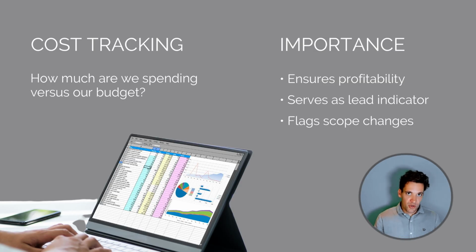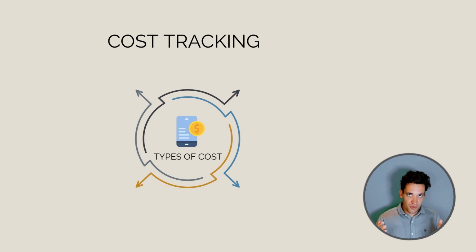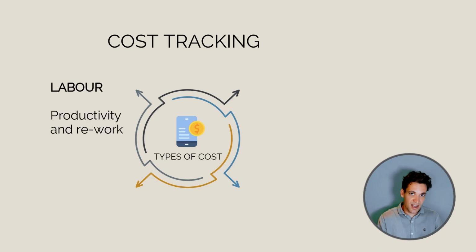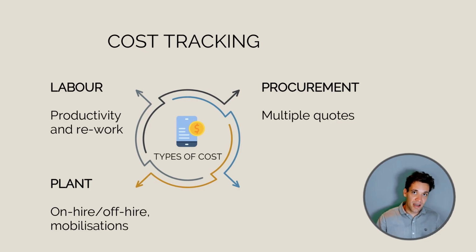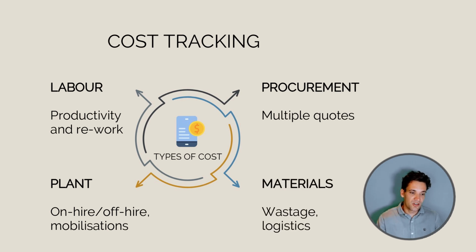The specifics of how we track costs depends heavily on the type of costs we're tracking. Again, it all comes down to this fundamental question of trying to work out, are we spending more or less than our budget? For example, if we're tracking labor costs, we'd be tracking the productivity of a task, but also how much rework needs to be done. If we're tracking procurement, we're verifying that we're getting multiple quotes, and the quotes we're obtaining are less than our budget. If we're managing plant, we're making sure that our on-hire and planned off-hire dates are less than the budgeted duration. We're minimizing the number of mobilizations. If we're tracking materials costs, we're managing things like wastage and logistics effectively.